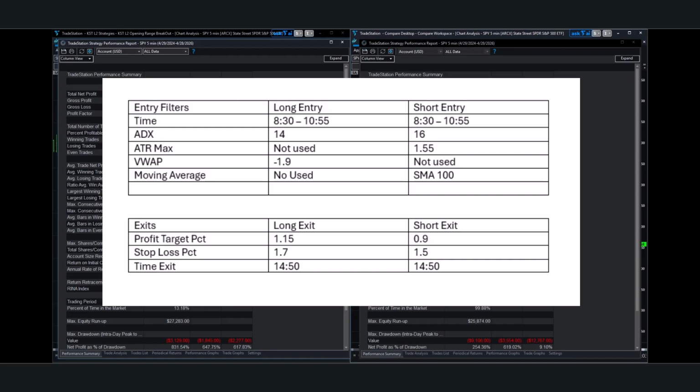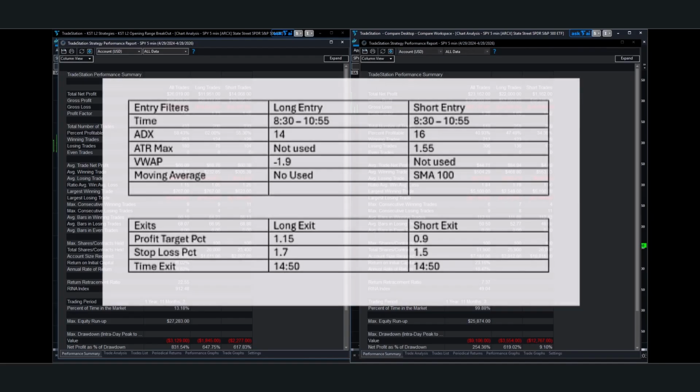For the short entries, the time filter is set the same as the long entry. The ADX is set to 16. The ATR max is set to 1.55, meaning the ATR on a 5-minute chart cannot exceed 1.55 for a new position. The moving average filter is set to a 100 SMA, meaning the price must be less than the 100-period simple moving average. The profit target is set to 0.9%, and the stop loss is set to 1.5%. Both the long and short entries are set to exit 10 minutes before the market closes.